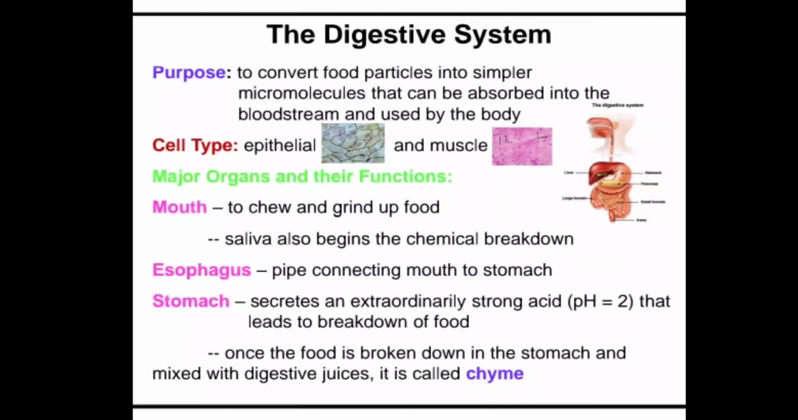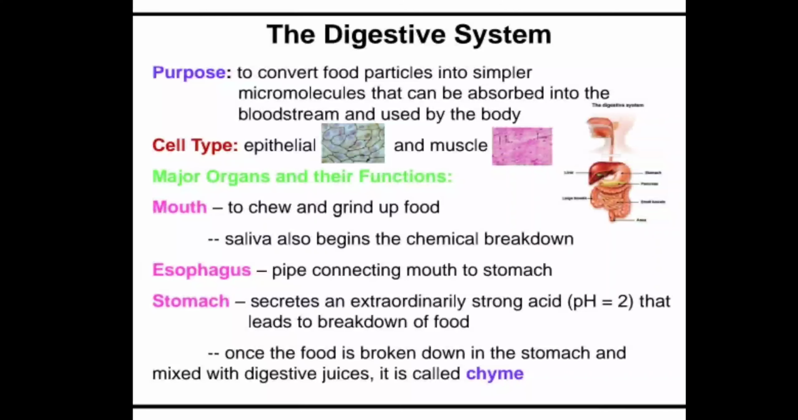The digestive system. Purpose: to convert food particles into simpler micromolecules that can be absorbed into the bloodstream and used by the body. Major organs and their functions. Mouth, to chew and grind up food. Saliva also begins the chemical breakdown. Esophagus, pipe connecting mouth to stomach. Stomach, secretes an extraordinarily strong acid that leads to breakdown of food.